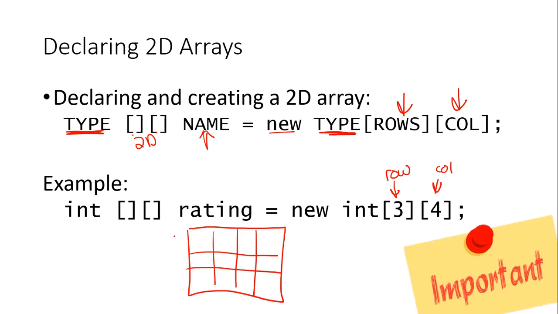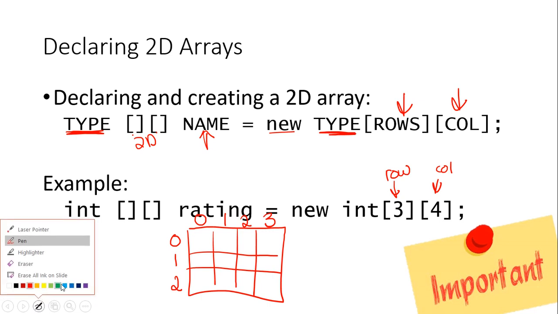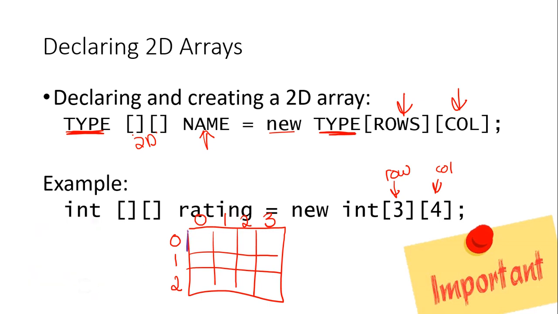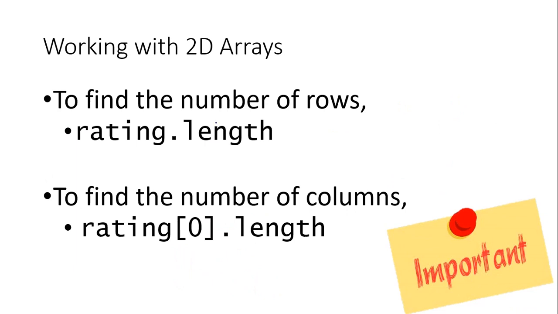Now, my rows, though, are labeled 0, 1, 2, just like a normal array. Remember, our array's index started at 0. And then inside of each of these rows, I start at 0 for my columns. That's why we consider a two-dimensional array to be just an array with arrays inside. So each row is an array, which helps us when we consider how to find the number of rows and the number of columns.